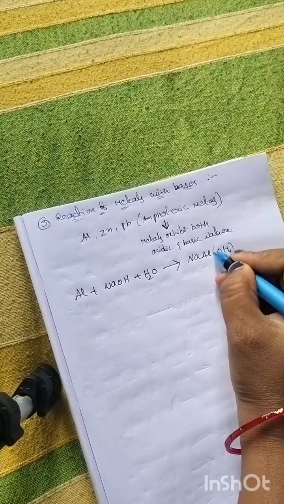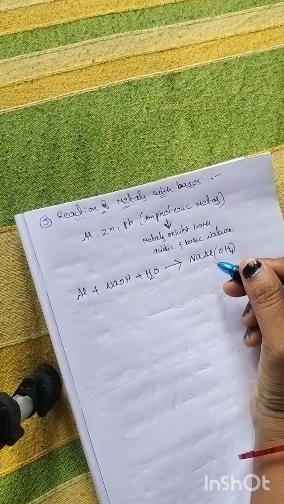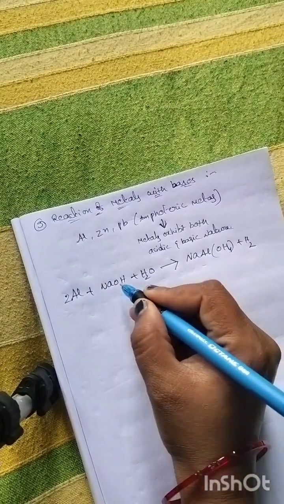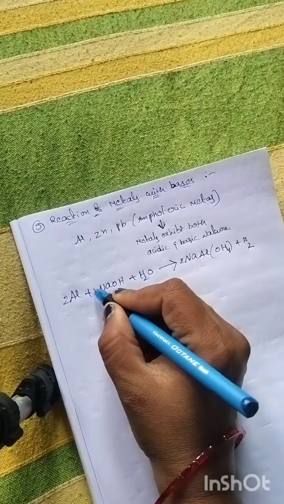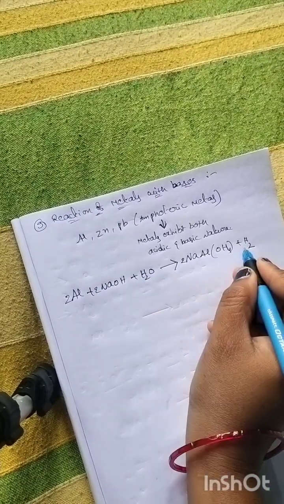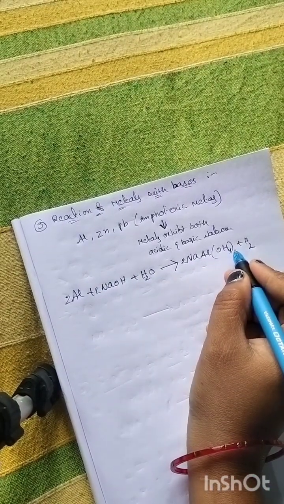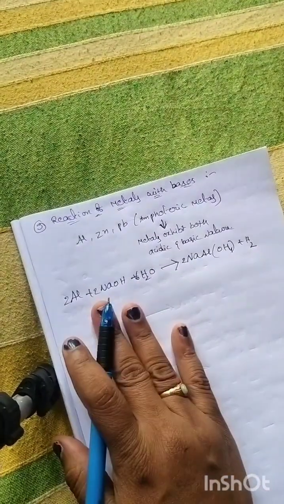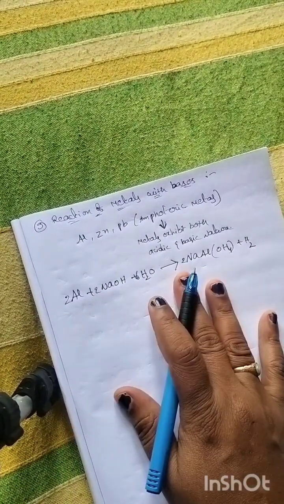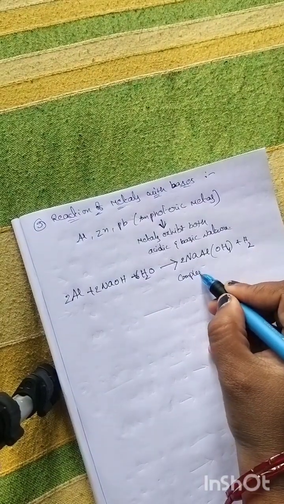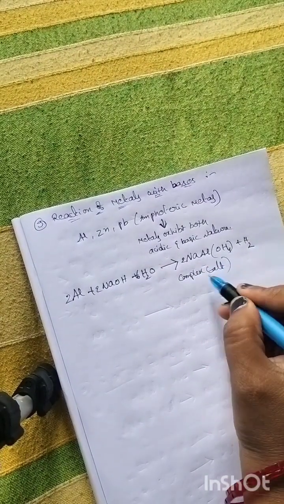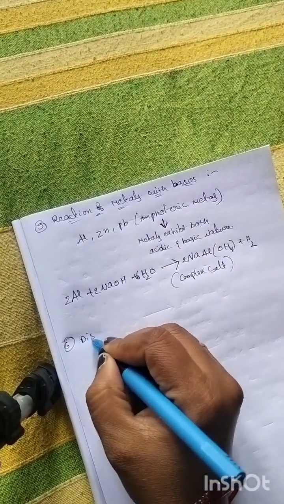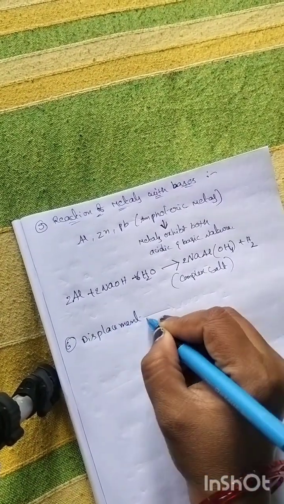For example, aluminium reacts with the base NaOH, which is a strong base. Aluminium reacts with the base and water to produce NaAl(OH)4, and hydrogen gas is liberated. You have to balance this equation properly. This is a complex salt, and the chemical name of NaAl(OH)4 is sodium aluminate.